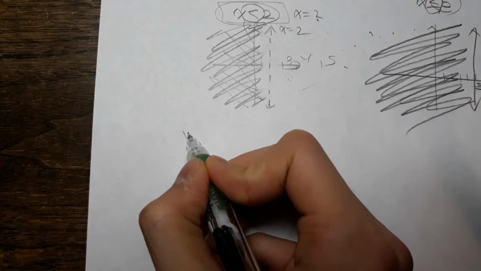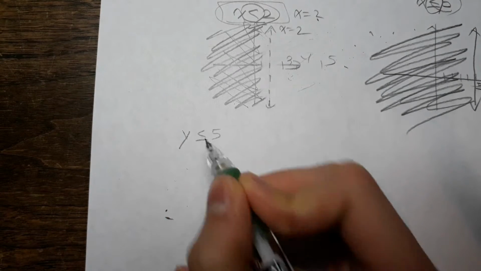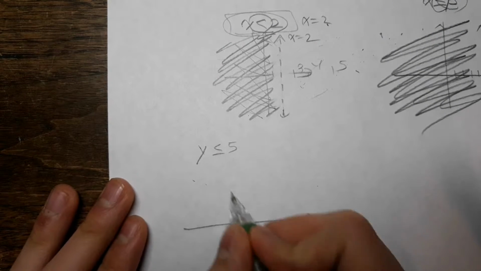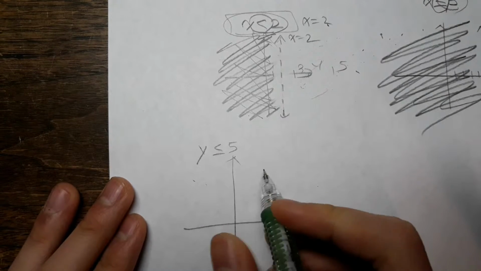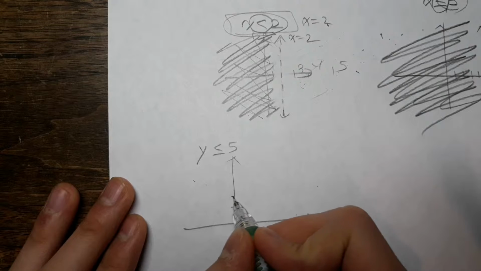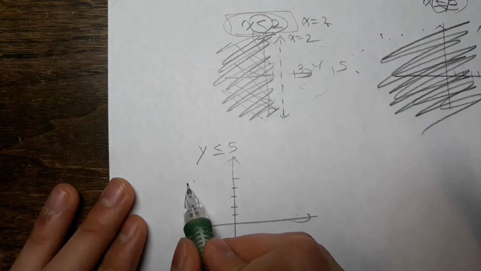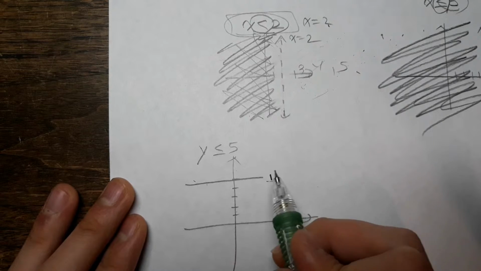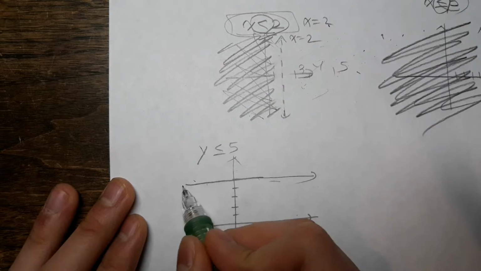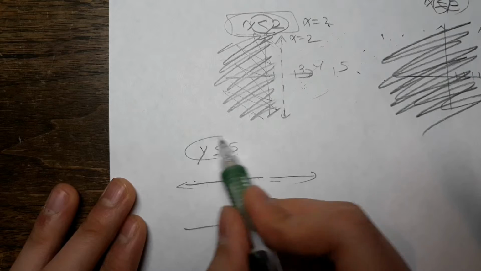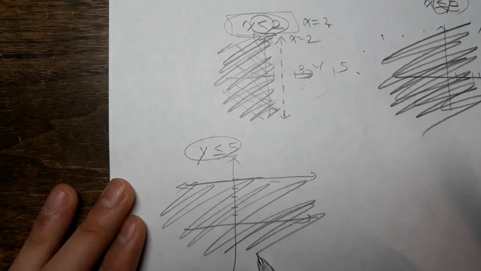The next example would be y is smaller or equal to 5. 1, 2, 3, 4, 5. So this would contain 5, so we just make a solid line. And it's smaller than 5, so it would be like this.